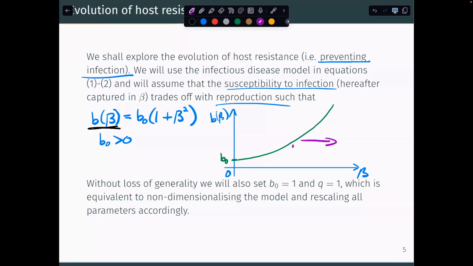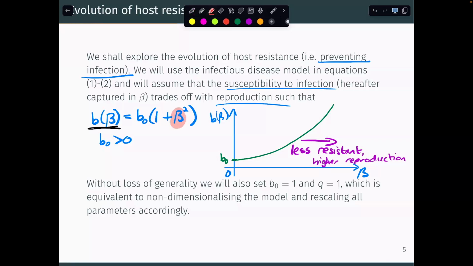What does it mean? Well, as we increase beta, what we're really saying is we're less resistant or more susceptible, but we have higher reproduction. This would be taking your resources away from resistance, diverting them to reproduction. So you're paying a cost of higher susceptibility.